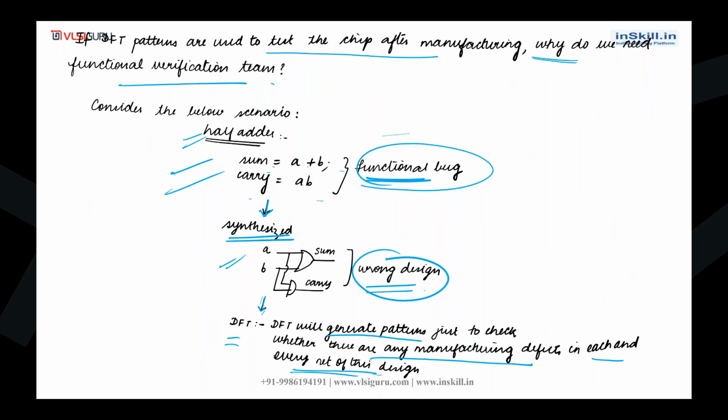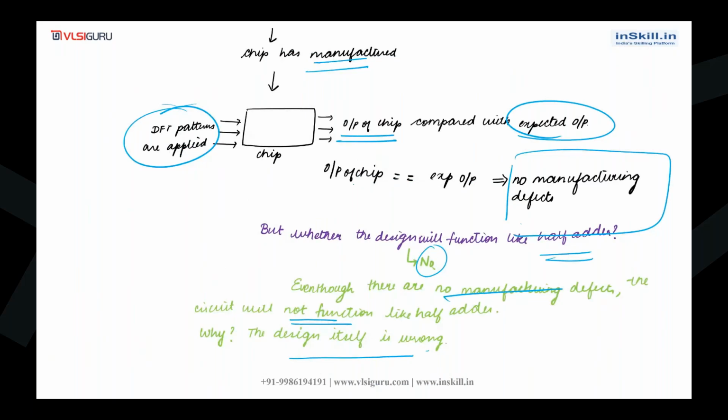Then the chip gets manufactured and the DFT patterns are applied. So the DFT input sequence is applied and then the output of the chip is compared with the expected output. If the output of the chip is equal to the expected output, it means that there are no manufacturing defects. But whether the circuit will function like a half adder?